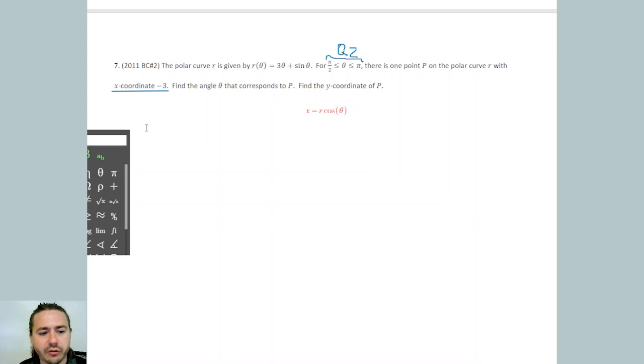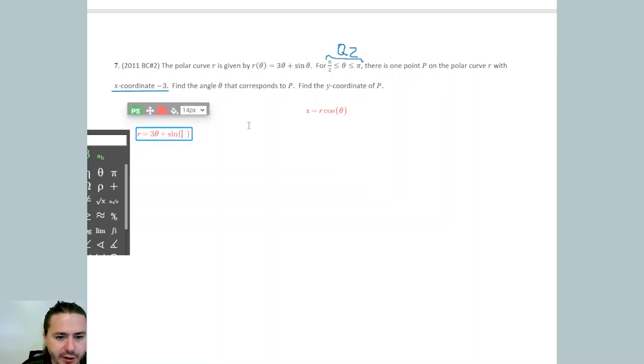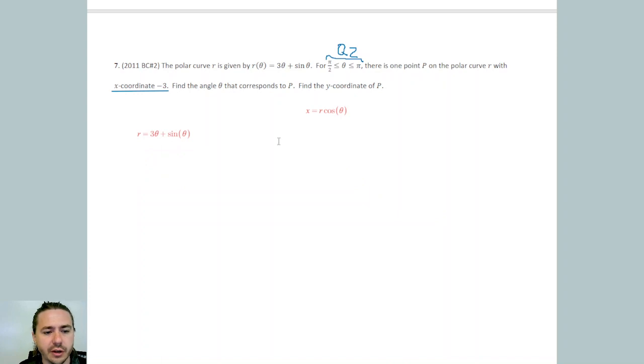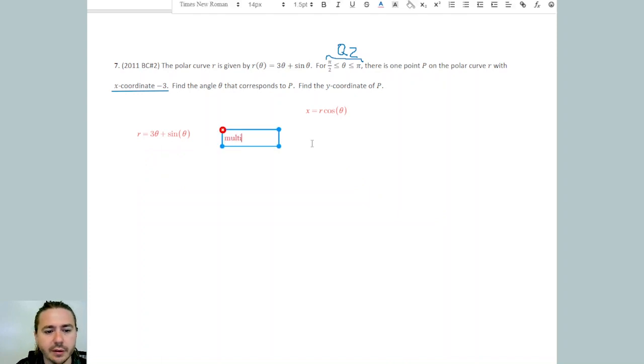We're going to start with the equation that's given: r equals 3 theta plus sine theta. Now, we know that the x-coordinate is -3, but unfortunately we don't have an r cosine theta in here. But what we could do is multiply both sides by cosine theta so I could convert this to x. So I'm going to multiply both sides by cosine theta.